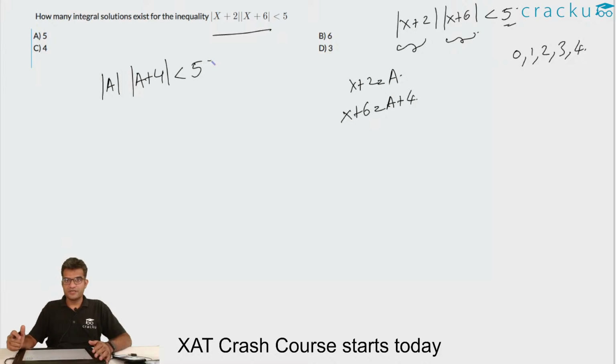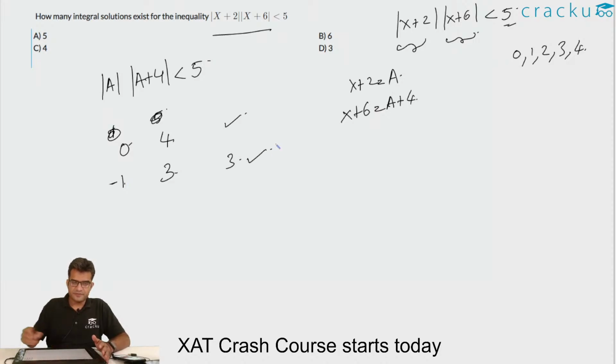a plus 4 cannot be equal to 5, because then a will be 1, and 1 into 5 is 5, which is not less than 5. So the maximum value that a plus 4 can take is 4, in which case a will be 0 and the product is satisfied. Or a plus 4 can be 3 and a will be minus 1. So modulus of a will be 1 and their product will be 3. This also is valid.